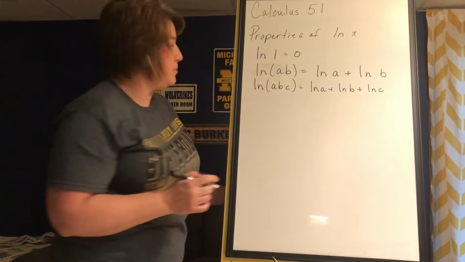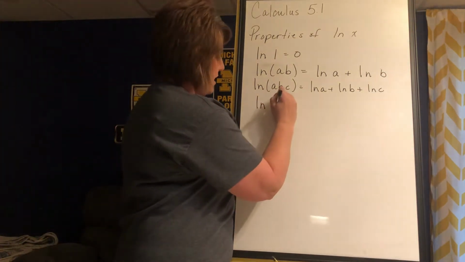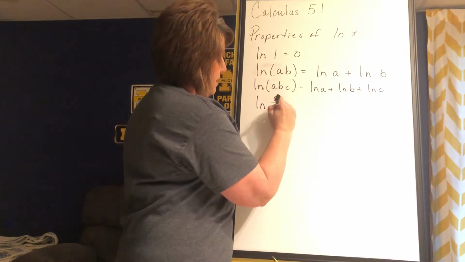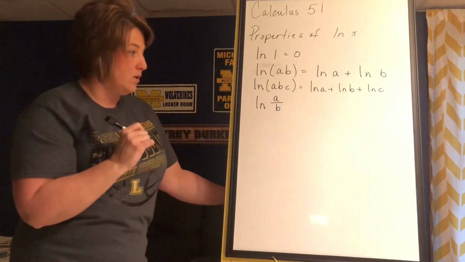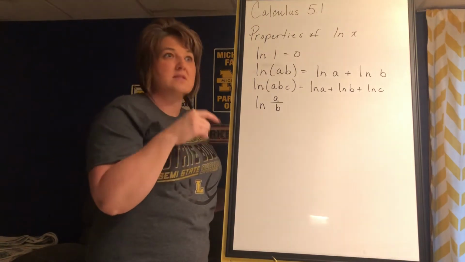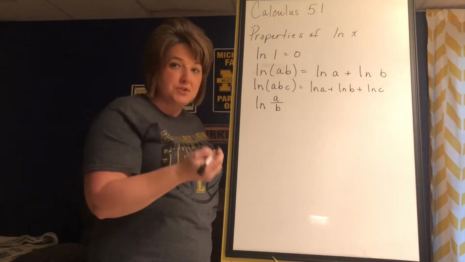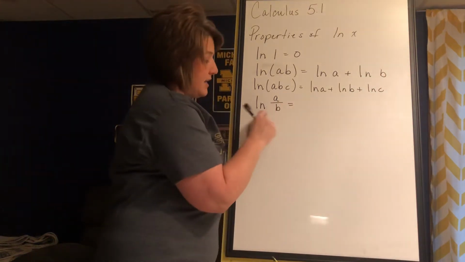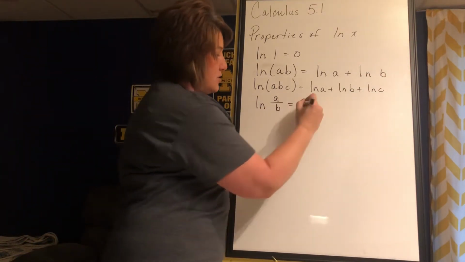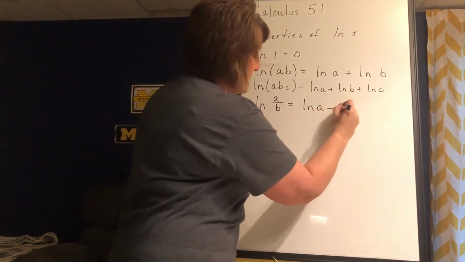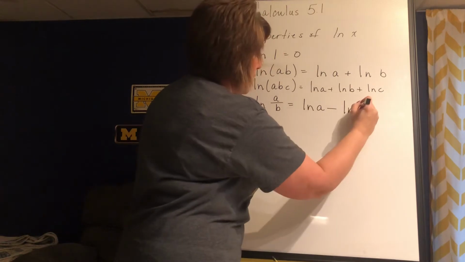Another one would be the ln of a quotient. So if we have a quotient of a over b, well, whenever you're dividing with like bases that have exponents, what do you do to those exponents? You subtract them. So that means I can expand this into the ln of a, it's always the numerator, minus the ln of the denominator.